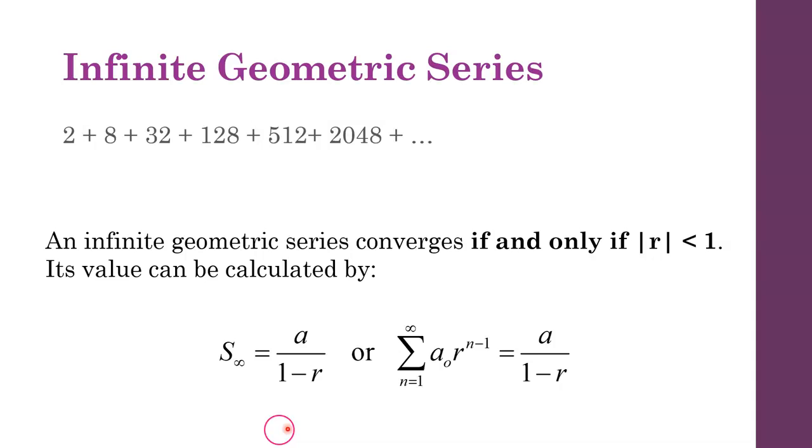And then this formula, a over 1 minus r, would let me find the sum of the infinite series, right? So either writing it as s sub infinity, or more commonly, in this case, we use the sigma notation starting from 1 all the way to infinity, adding up all the terms of a geometric sequence. We get a over 1 minus r.